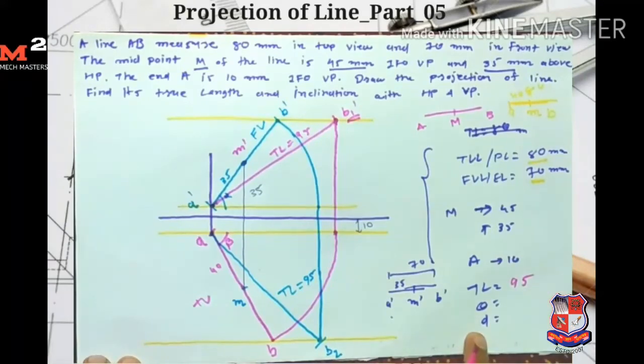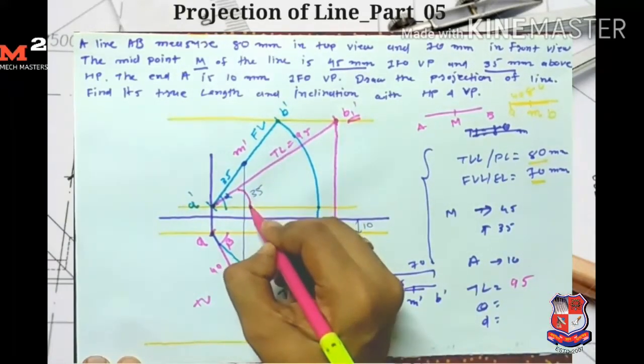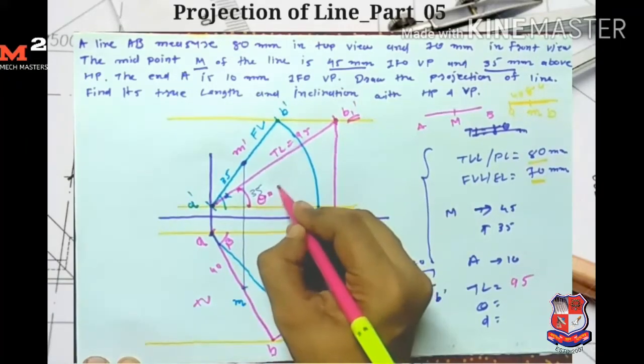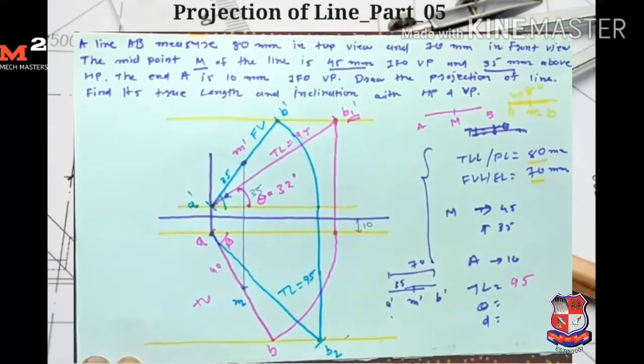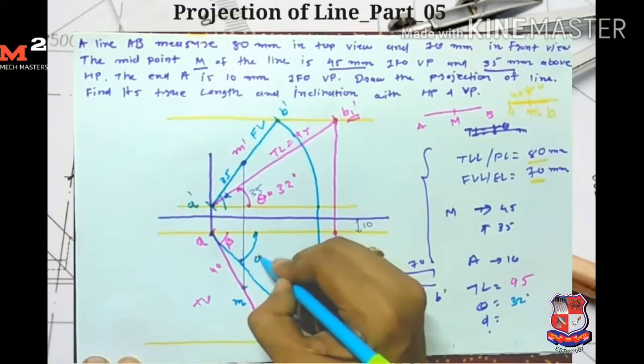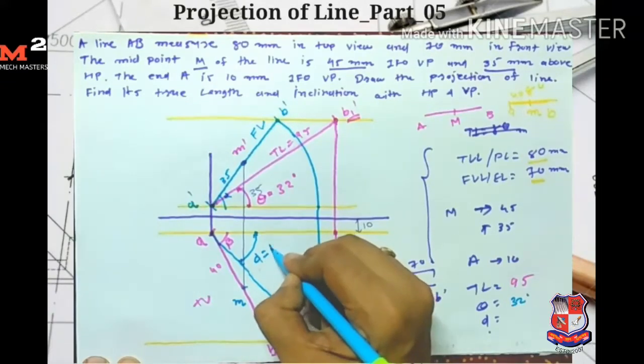And then theta and phi. The angle the true length makes with the HP is theta, and theta is equal to 32 degrees. Similarly, we are required to find phi. Phi means the angle made by the true length with the vertical plane. So if I measure this angle, phi is equal to 40 degrees.